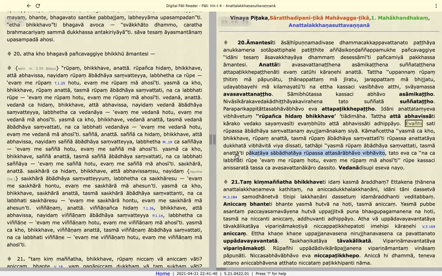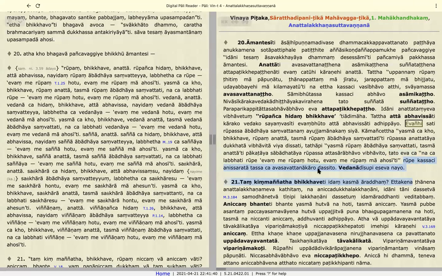Form does not have the power to control. Form is never associated with control. Obviously, tato ca na labbhati rūpe. Form does not have control, form does not follow our wish. Therefore, we can understand that na labbhati rūpe, we cannot get it in the form. What types of wish can we get in our form? If we wish for the form to be like this, my form should be like that; or if we wish my form should not be like that, we cannot get that type of wish in the form.